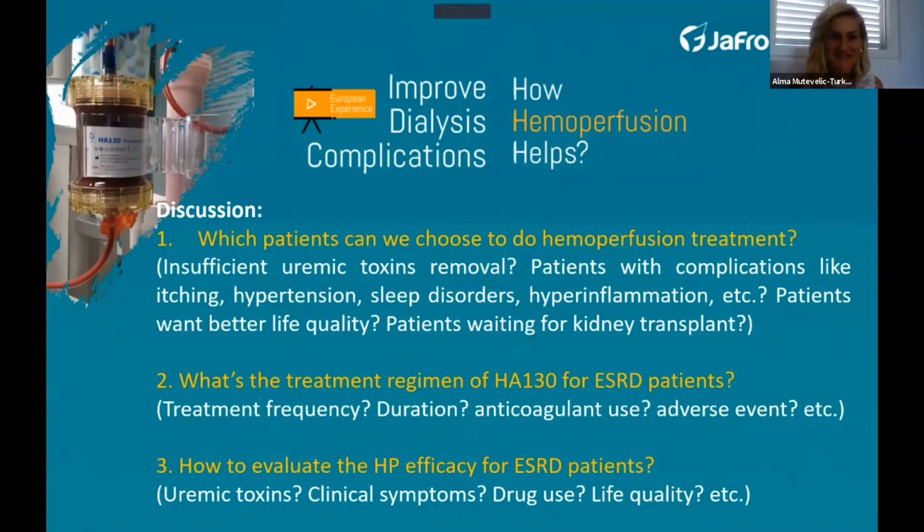Me first this time. We evaluate the efficacy of hemoperfusion treatment by listing the clinical and laboratory data before and afterwards. As I said earlier, we took the laboratory data of parathyroid hormone, phosphorus, calcium, and so on, monitoring them before and after this hemoperfusion treatment, and we concluded that there was an improvement in this laboratory data.